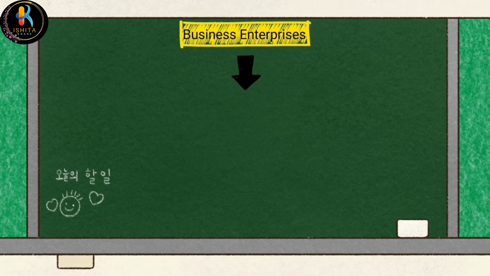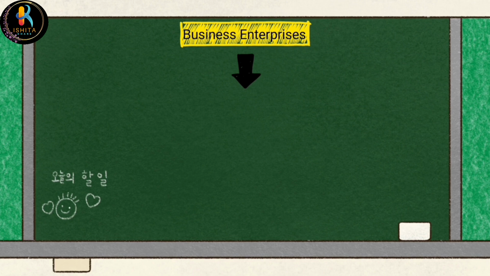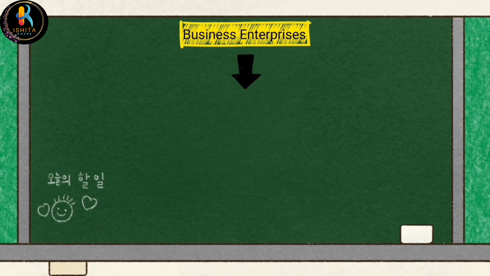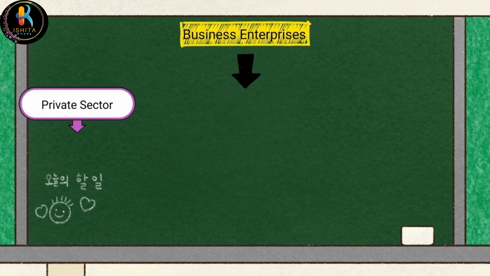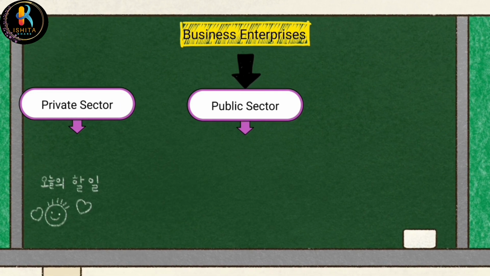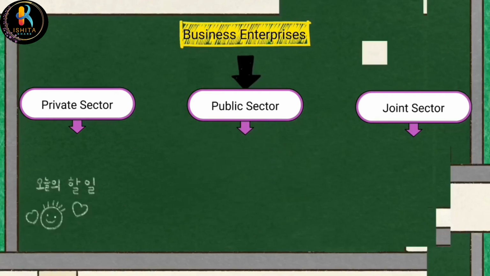We have already learned about the types of business activities, but today we are going to study the broad categories of business enterprises. So let's start. First is private sector, second is public sector enterprises, third is joint sector. So let's know about it one by one.